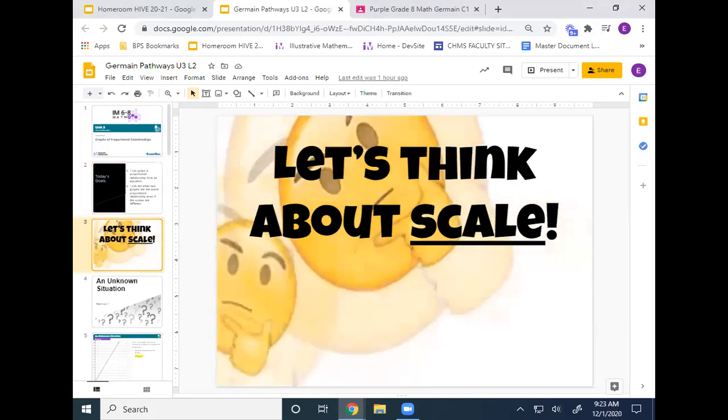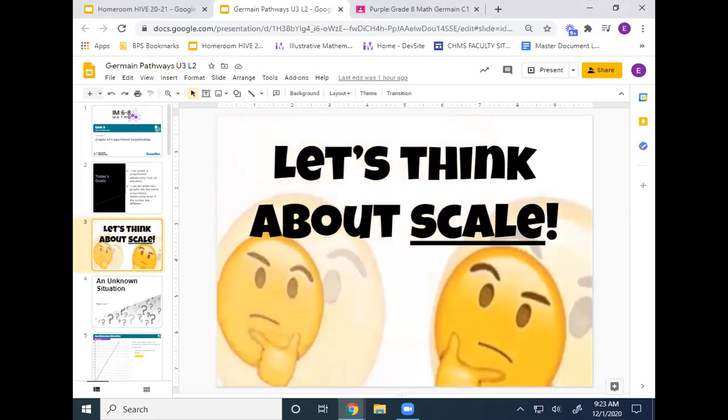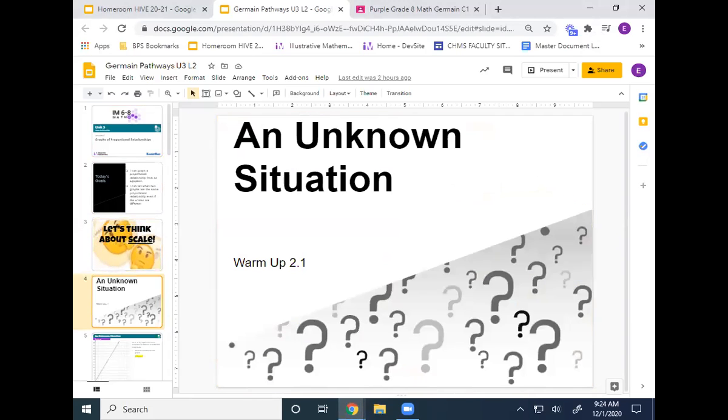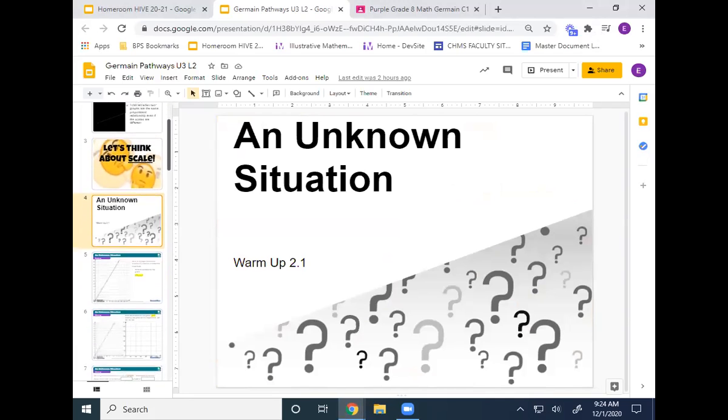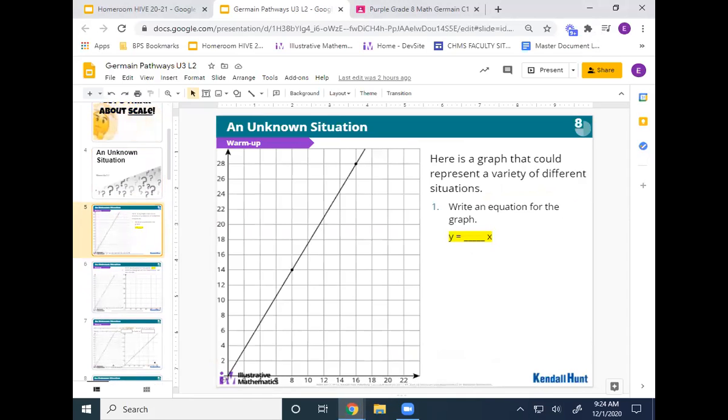So let's think about scale for today. We're looking on slide number 4 now, an unknown situation, okay? So the unknown situation starts on slide number 5. So follow along. If you want to open up the slideshow and then just sort of listen through the Zoom, that is perfectly fine. You can flip back and forth if you need to, okay? So we're looking at slide number 5, and it says an unknown situation. Here is a graph that could represent a variety of different situations. We need to write an equation for this graph.